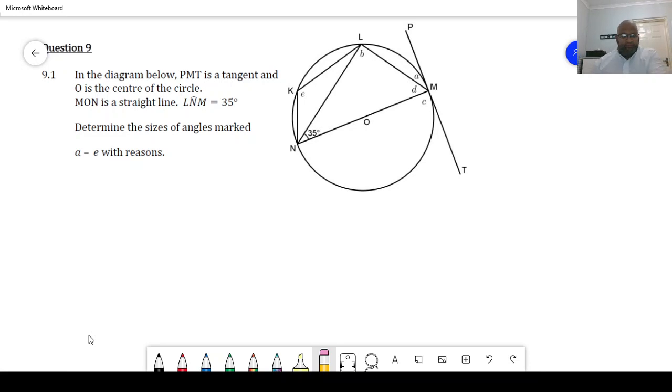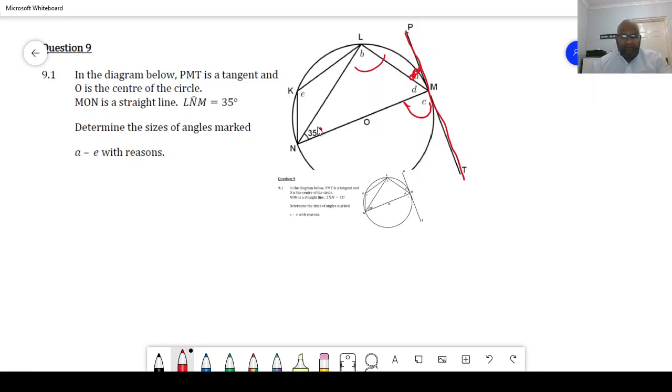Okay. So in question 9.1, we are told that in the diagram alongside, PMT is a tangent. So if PMT is a tangent, from here we know that this angle here is equal to that angle there, tan theorem, as well as that angle is equal to that angle. Okay, tan theorem can be applied there. Okay, let's undo that.